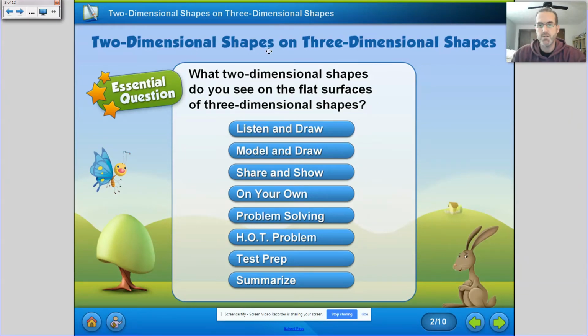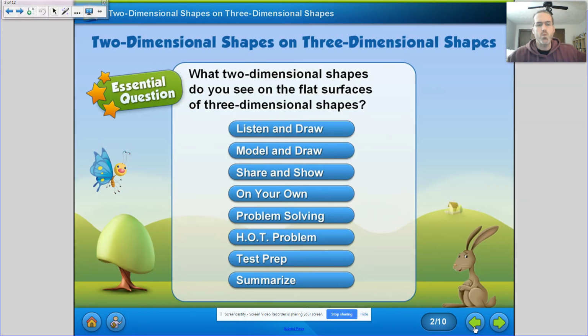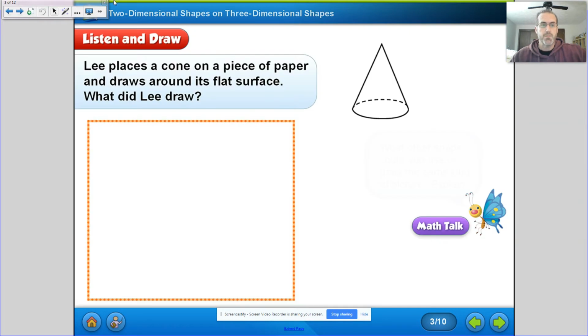Hello, first graders. Today we're going to go over lesson 11.5, two-dimensional shapes on three-dimensional shapes. So we're going to go over this together. We're going to look at some three-dimensional shapes and see what we can find. Let's dive right in. The essential question today: what two-dimensional shapes can you see on the flat surfaces of three-dimensional shapes? And that flat surfaces part is really important. We'll talk about that. So listen and draw.